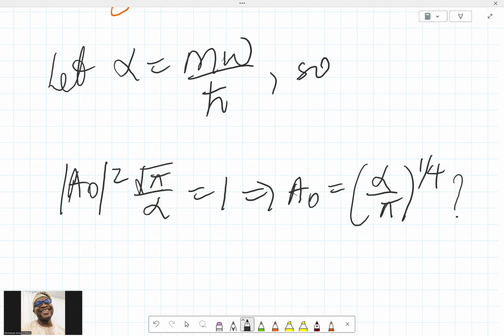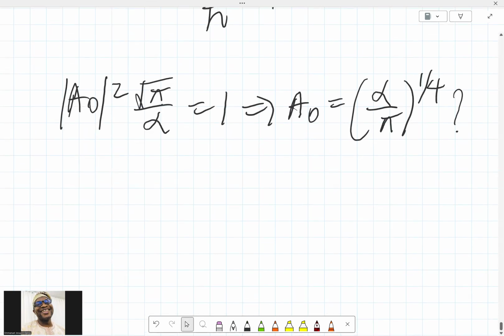I think we need to check this properly. But from what we have, this is alpha over root pi. That's alpha raised by 1 over pi raised by half. We now square all of that, or we take the square root still. Yeah, we take the square root.